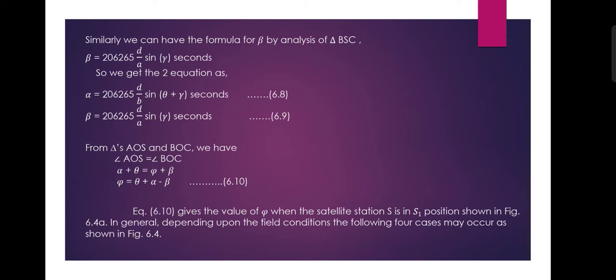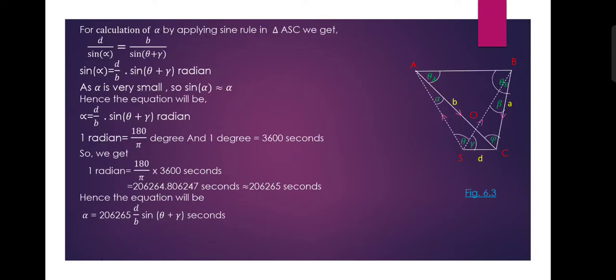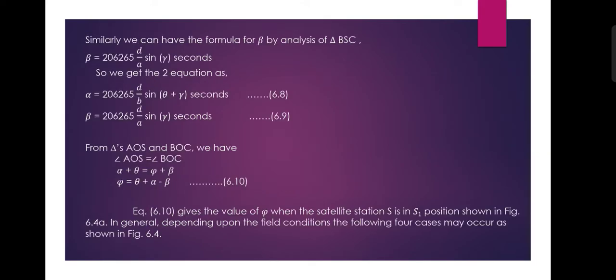From triangles AOS and BOC, we have angle AOS is equal to angle BOC, as they are opposite angles, as we can see in the previous figure. Here we can see that AOS and BOC are opposite angles, and alpha, theta and beta, gamma, phi are known to us, and by simple mathematical tools we can get to the point that phi is equal to theta plus alpha minus beta.